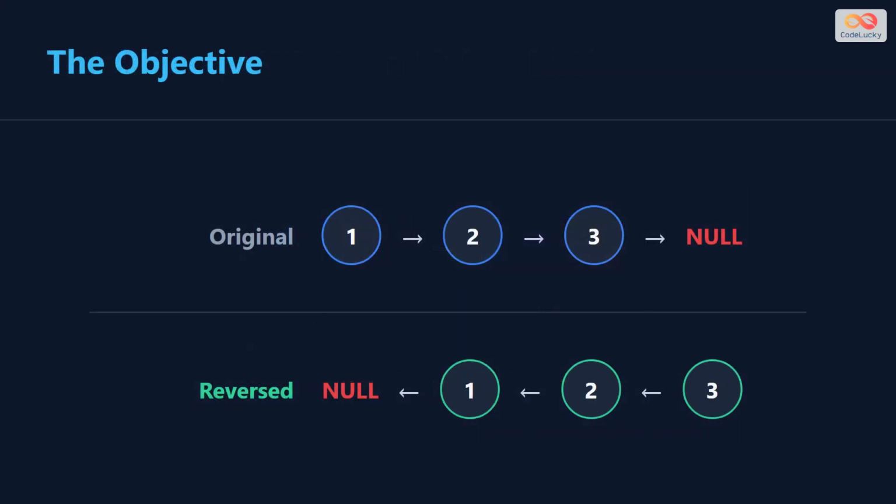Here is our objective. We start with a list where the arrows point from left to right, from 1 to 2 to 3. We want to completely flip these connections. In the end, 3 points to 2, 2 points to 1, and 1 points to null. The head of our list changes from 1 to 3.